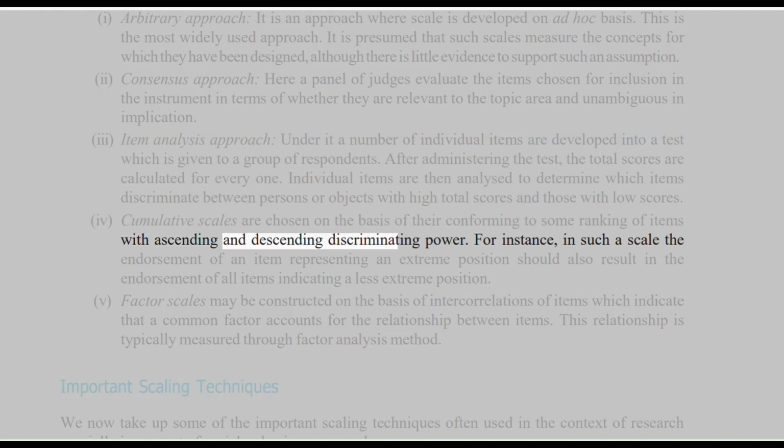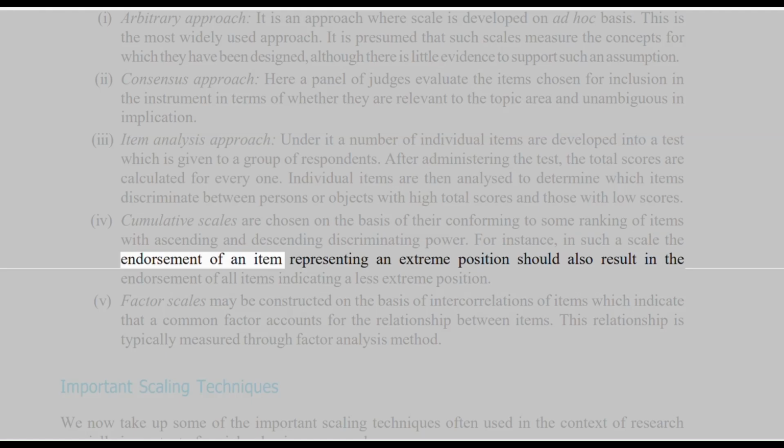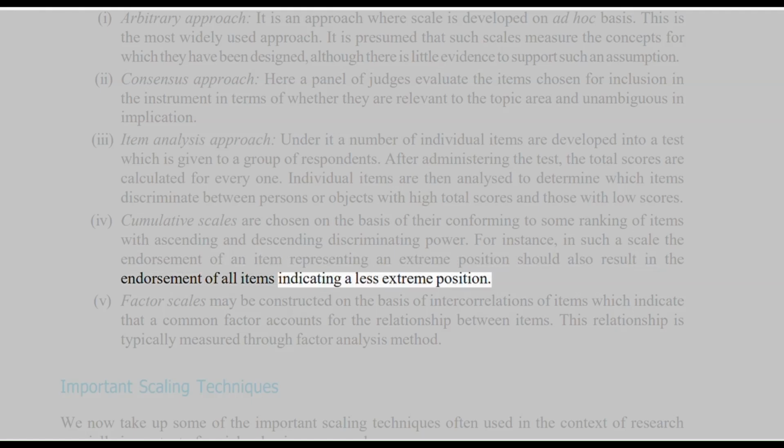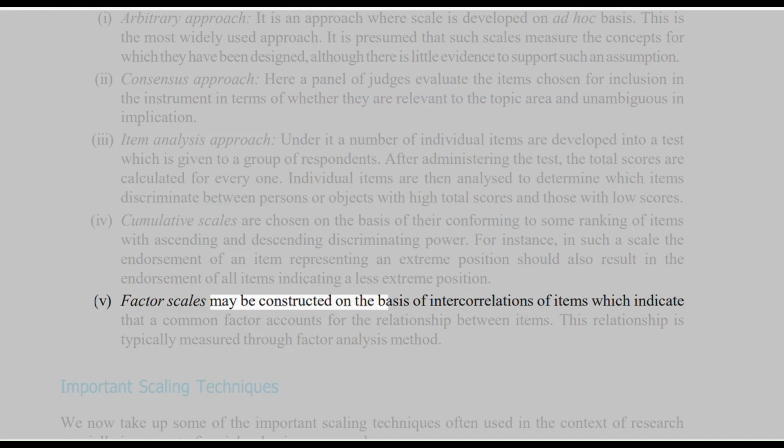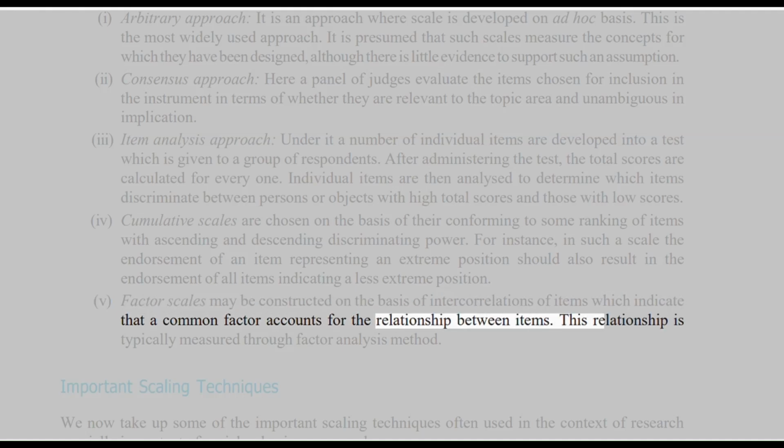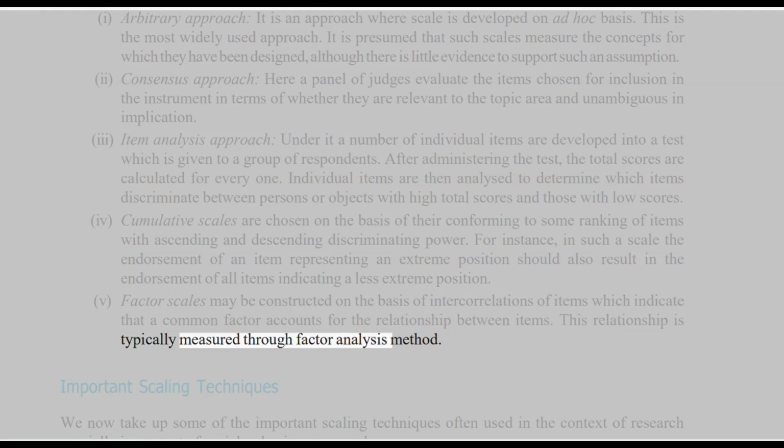4. Cumulative scales are chosen on the basis of their conforming to some ranking of items, with ascending and descending discriminating power. For instance, in such a scale, the endorsement of an item representing an extreme position should also result in the endorsement of all items indicating a less extreme position. 5. Factor scales may be constructed on the basis of intercorrelations of items which indicate that a common factor accounts for the relationship between items. This relationship is typically measured through factor analysis method.